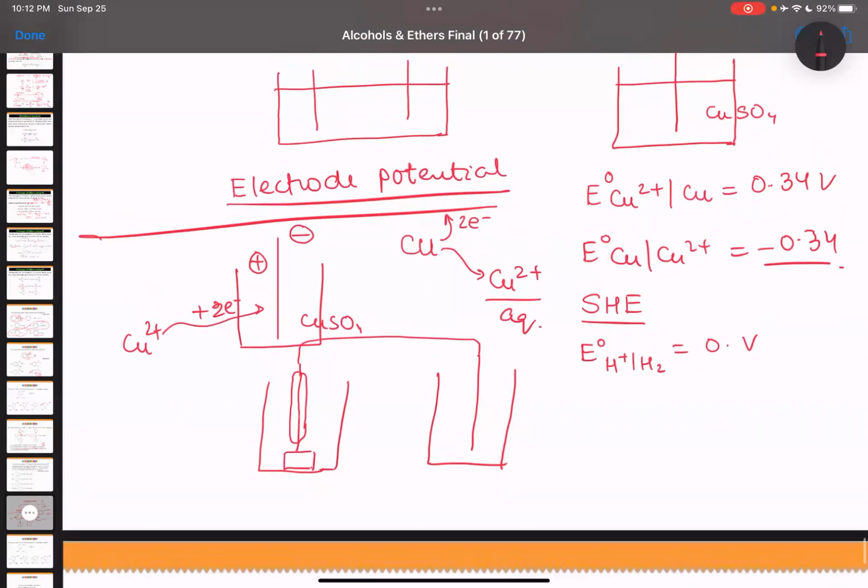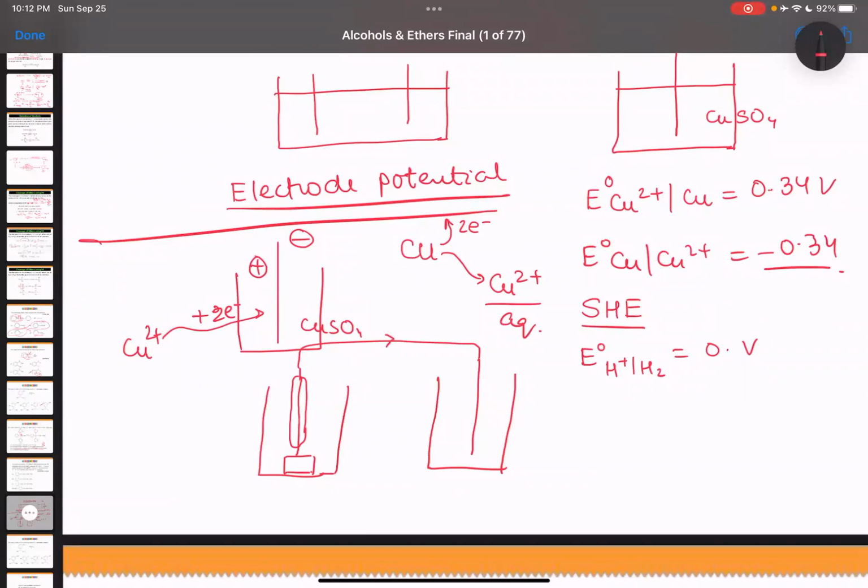And if the current is flowing, if the electrons are flowing from a standard hydrogen electrode to copper, what does this indicate? Yes, Samira, can you tell me? So this indicates the copper has more tendency to accept electrons. Is it clear? Yes, sir. So copper has more tendency to accept electrons.